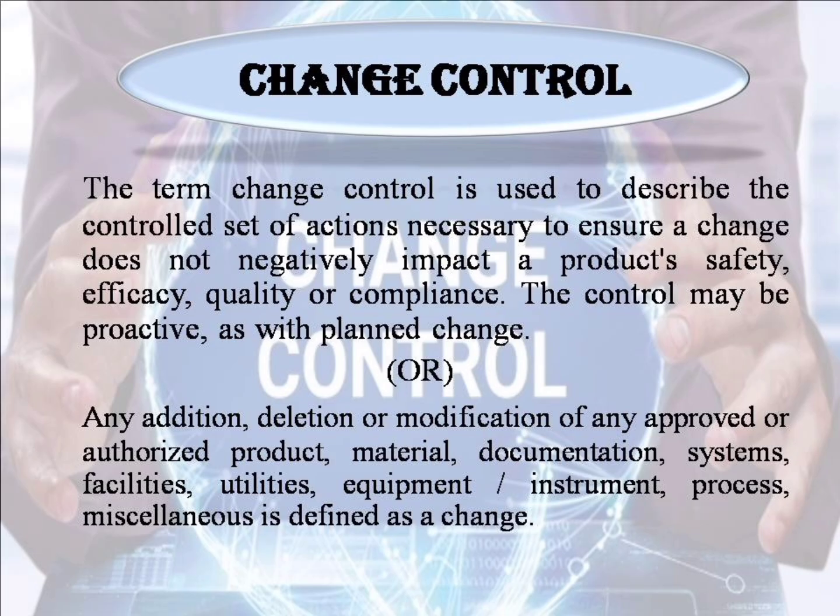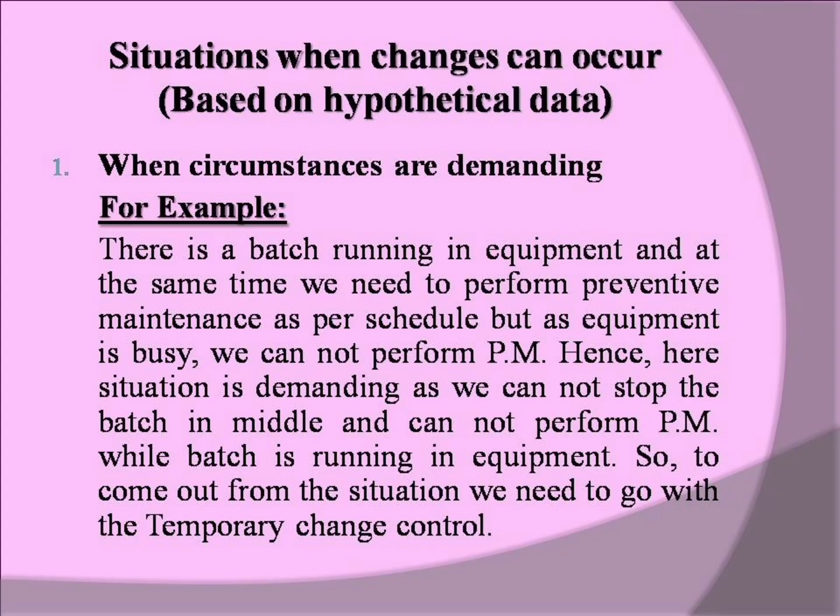The control may be proactive, as with planned change, or else we do have another description of change control, which is easier to understand for beginners. Any addition, deletion or modification of any approved or authorized product, material, documentation, systems, facilities, utilities, equipment, instrument, process, miscellaneous is defined as a change control or change, whatever we can say. This is all about the simple definition of change control in the pharmaceutical industry. This is the easiest one, you can understand easily.